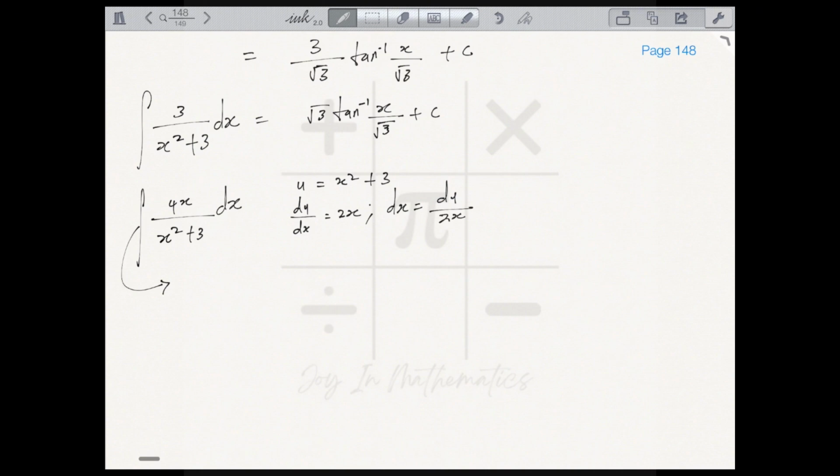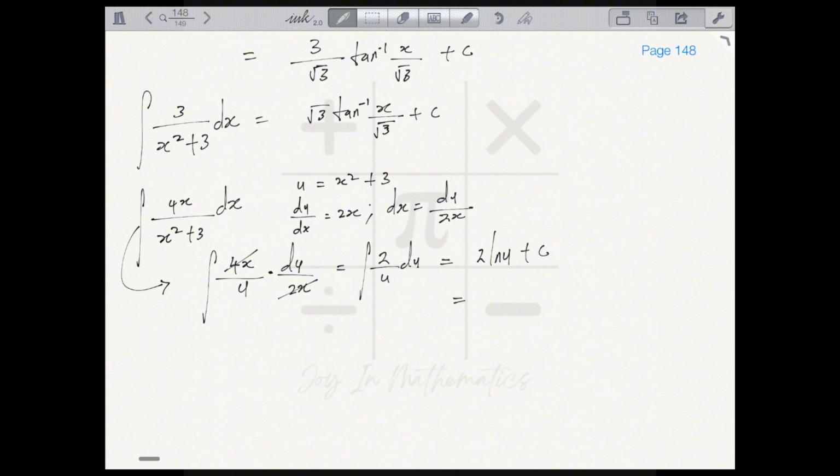So let's change the variable from x to u, and this will become 4x divided by u, and dx is now du divided by 2x. Now 2x will nullify 4x and we will be left with 2. And that will be the integral of 2 over u du. And integrating 2 over u du will give us 2 ln u plus c.